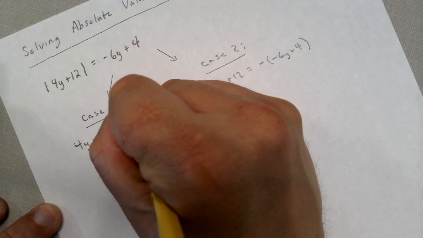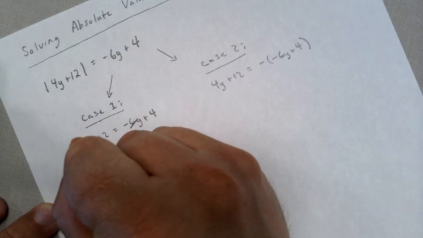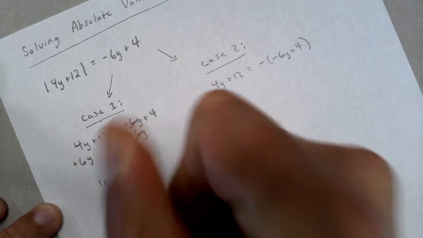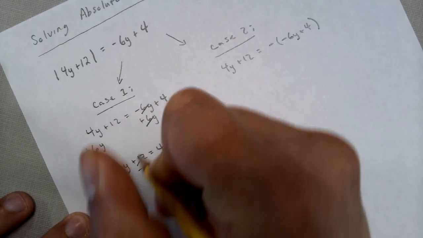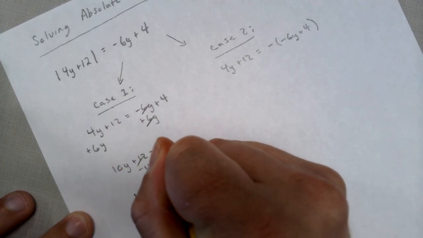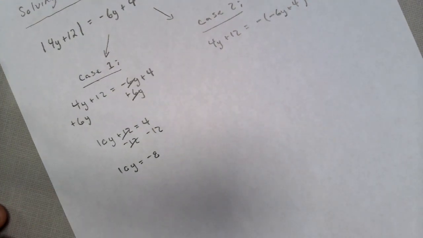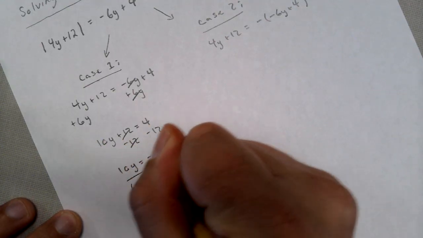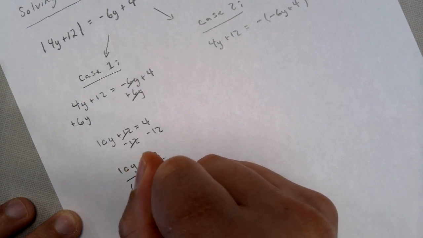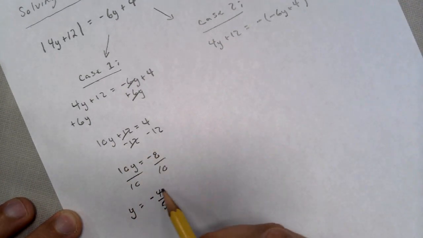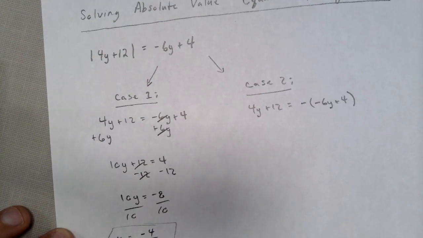So let's add 6y to both sides. And that gives you 10y plus 12 is equal to 4. Subtract 12 from each side. You get 10y is equal to negative 8. And then to solve for y, we just divide both sides by 10. And we get y is equal to negative 4 over 5. And so this is one potential solution to our absolute value equation.